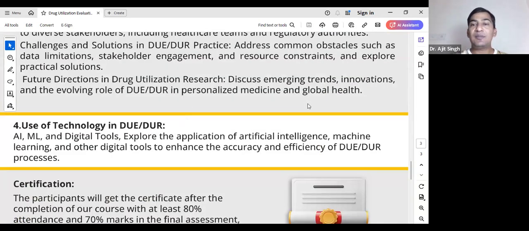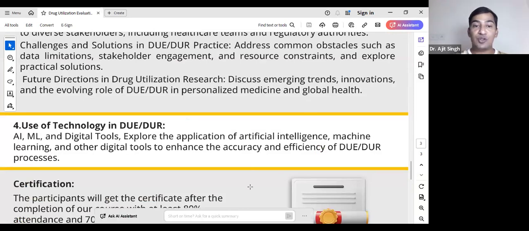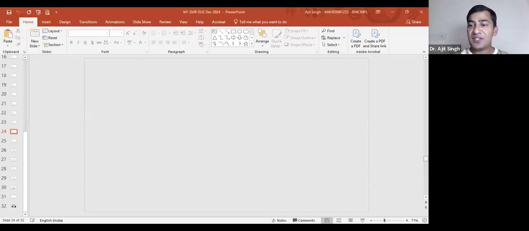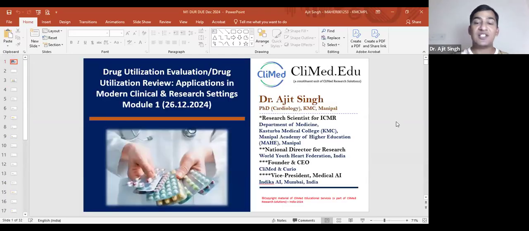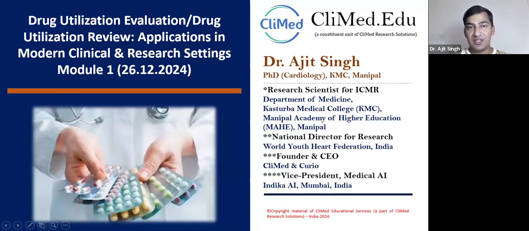Let me tell you a bit about myself, as I'm going to take this class. You should know what I have done in this field and why I'm taking these classes. I have done my PhD in cardiology, especially heart failure, and that PhD had 3 major objectives. Overall, my PhD was completely a registry study, and I have conducted one of India's largest registry studies in heart failure.